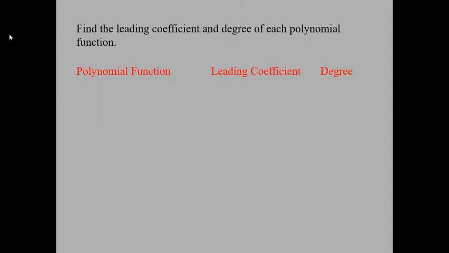Find the leading coefficient and the degree of each polynomial. We have f of x equals negative 2x to the fifth plus 3x cubed minus 5x plus 1. What is our leading coefficient and degree? That's right, negative 2 is our leading coefficient and our degree is 5. What about f of x equals x cubed plus 6x squared minus x plus 7? What is our leading coefficient and what is our degree? That's right, our leading coefficient is 1 and our degree is 3.